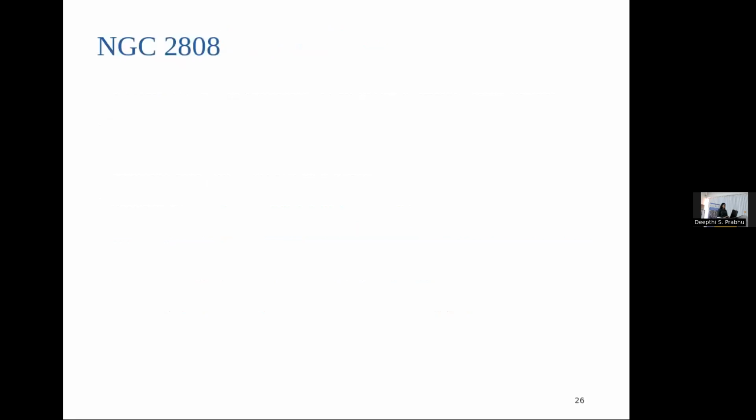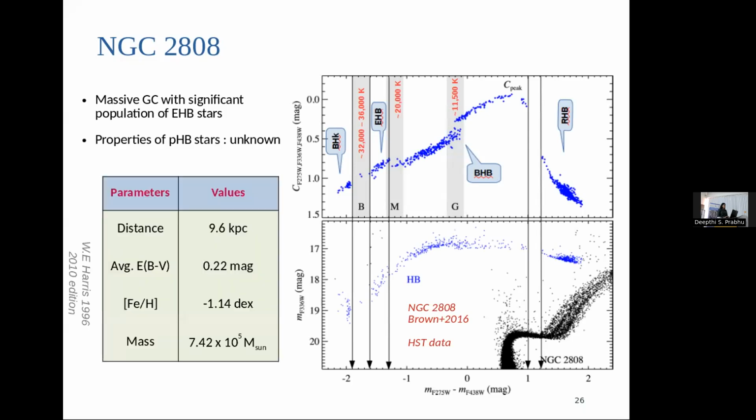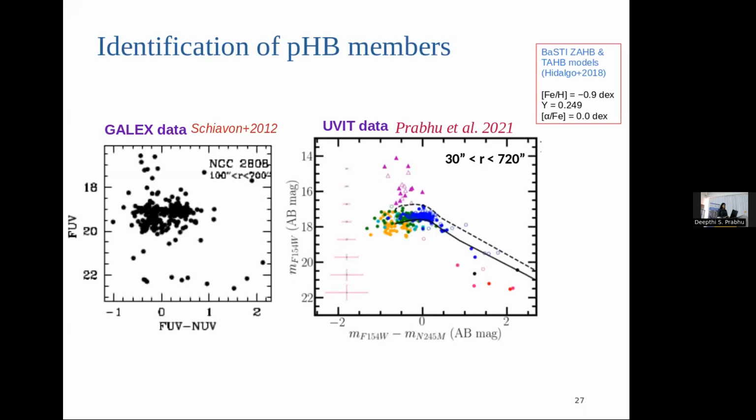So now I come to the results that I obtained from the study of another cluster, which is another cluster with a significant population of post-HB stars. So here in the bottom panel is the CMD of the globular cluster NGC 2808, with a wide range in color. The properties of the post-HB stars in this cluster are unknown. We identified the post-HB stars in this cluster from photometry and from these color-magnitude diagrams. So these are the stars in purple.